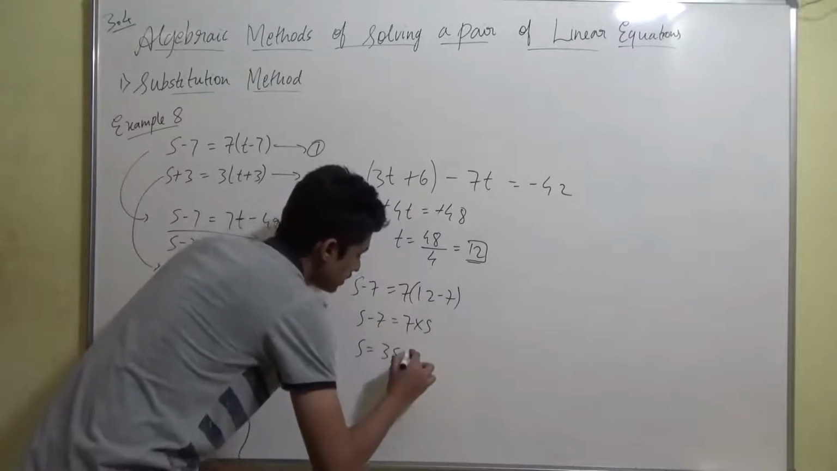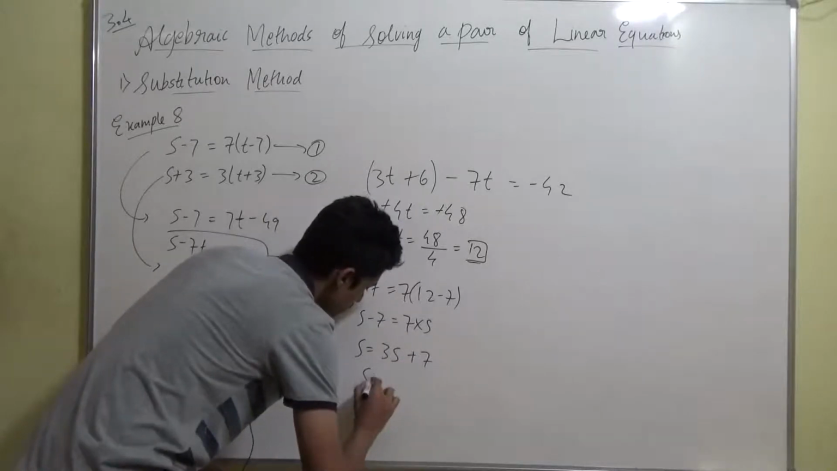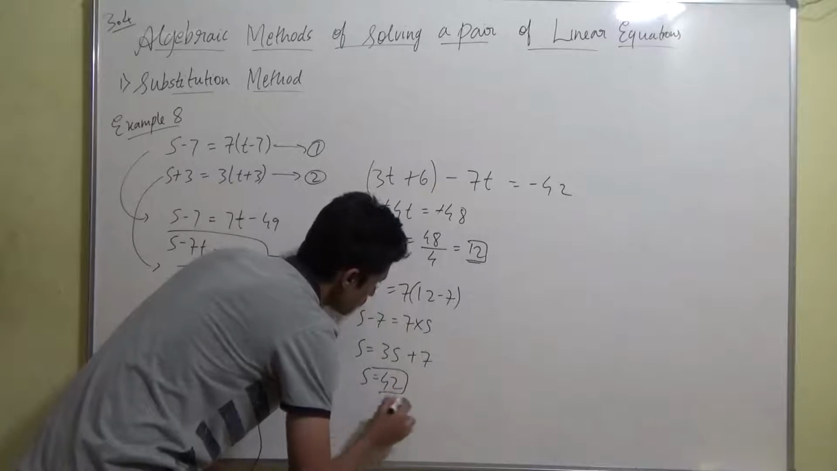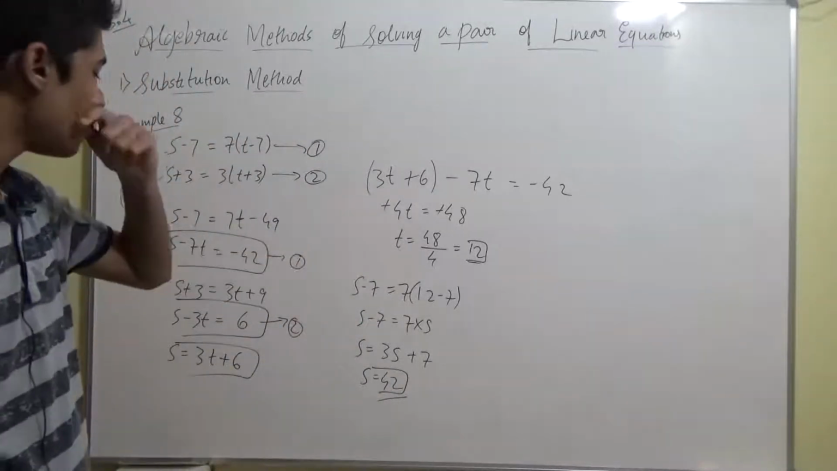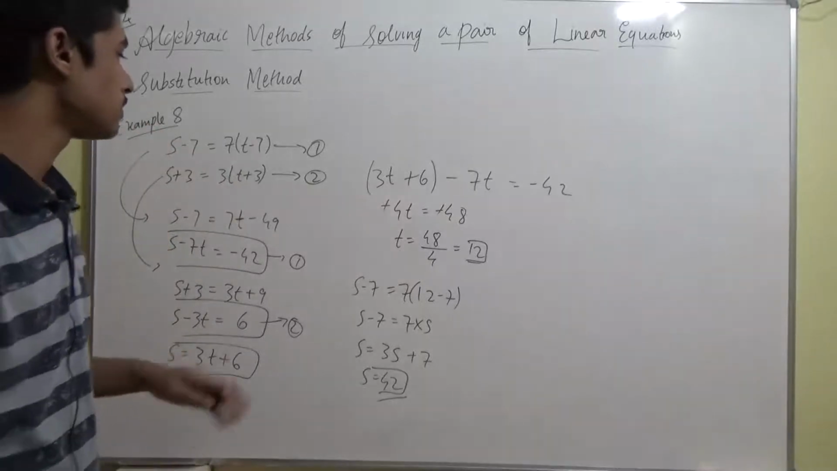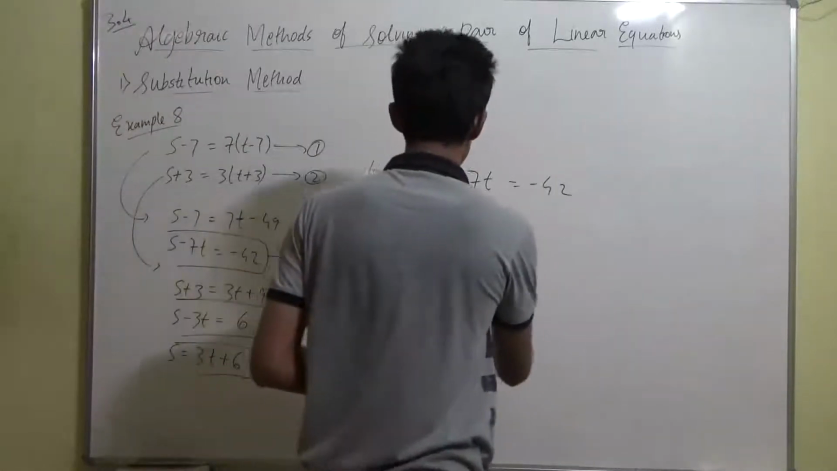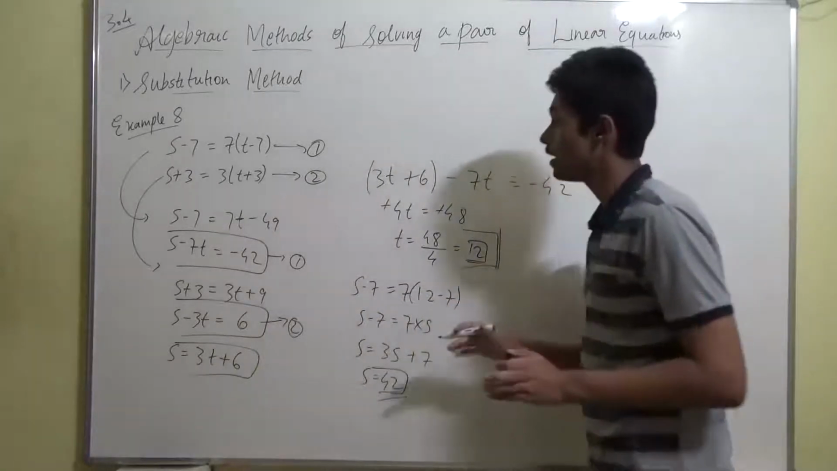When this 7 goes to the other side, it becomes plus 7. So s will become equal to 42. So the value of t is 12 and the value of s is 42. That's it, guys. These are the final answers.